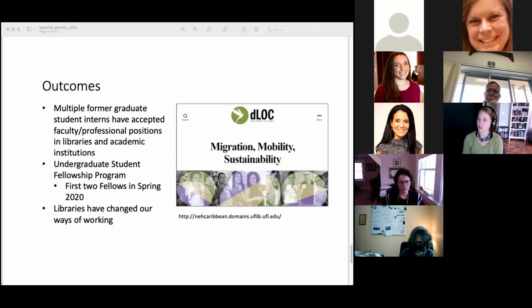We also have a new undergraduate student fellowship program. The first two fellows were in spring 2020, and the libraries have changed our ways of working. Just to emphasize the importance of these outcomes, based on the resounding success of the internship program, the committee was charged to create the new undergraduate student fellowship program to expose students to career opportunities in academic libraries focusing on diversity, with the goal of contributing to the diversity of the field. We hosted our first two fellows in spring 2020, and we're about to open the call again for the next set of fellows.